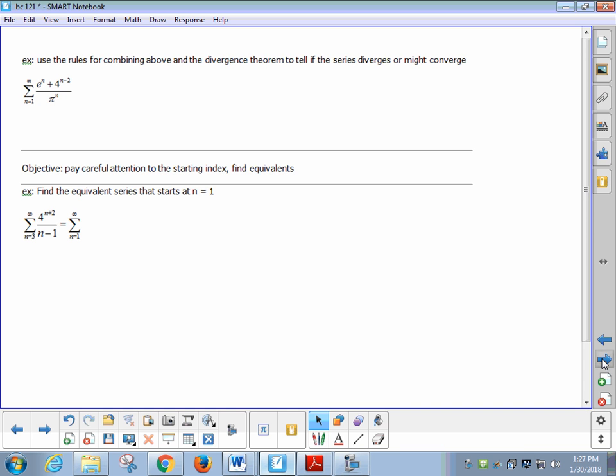Would you consider this problem here? Look at that problem and see what you think about convergence or divergence of that series.